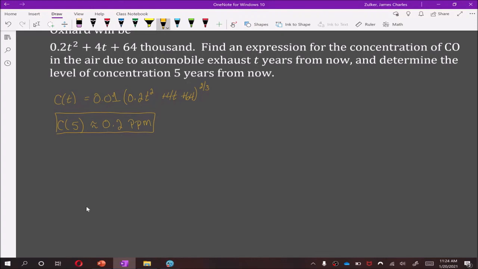That concludes this video on our look at functions. The next video in this series, we will begin looking at types of functions. Specifically, we'll be looking at polynomial and rational functions.